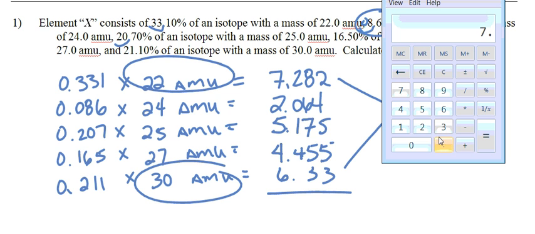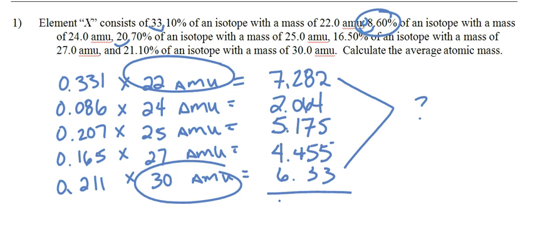So 7.282 plus 2.064 plus 5.175 plus 4.455 plus 6.33. And we get a final answer of 25.306. And since this is an average, we don't want to round that.